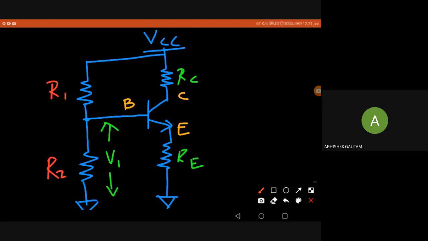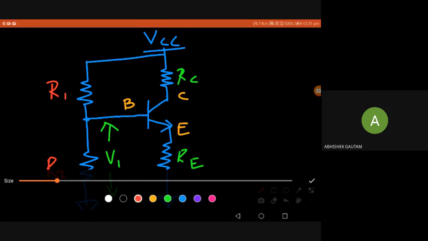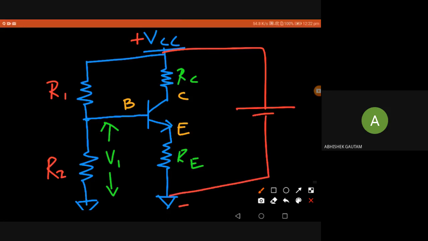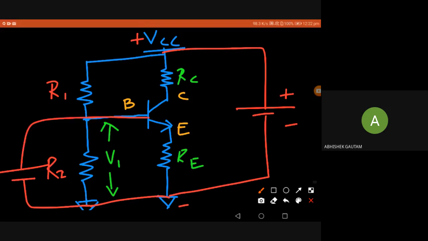So the VCC has a positive voltage, plus VCC, and the reference is ground. Now I simplify the circuit. I have a common voltage source, which is equivalent to connecting a voltage source like this, with plus and minus, giving VCC, and this is ground. This is equivalent to giving a voltage across the base also. This is V1. This is V1. So the red is the equivalent voltage I'm giving.